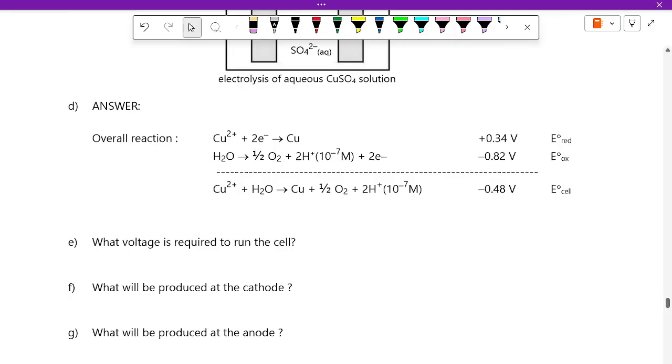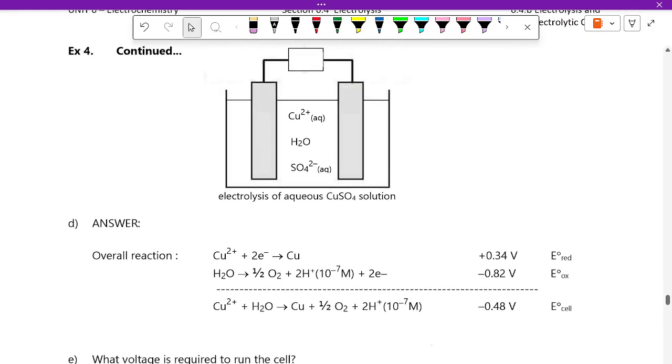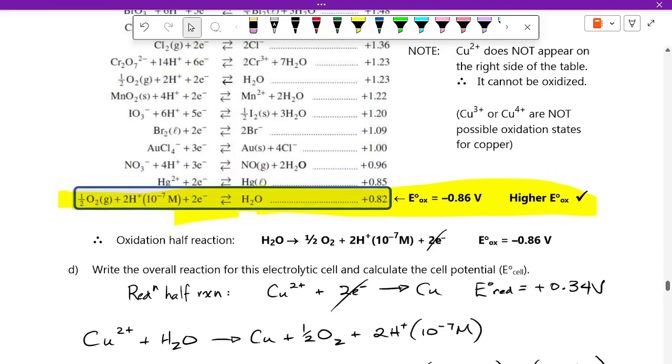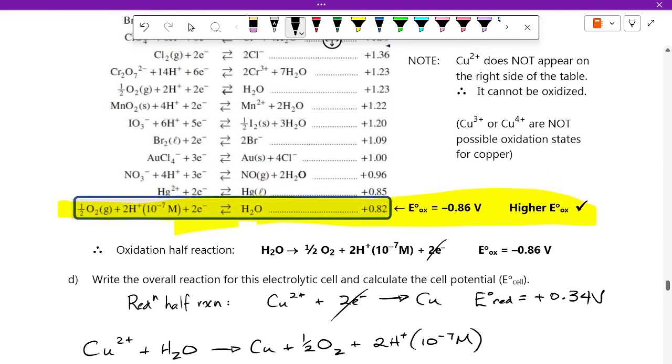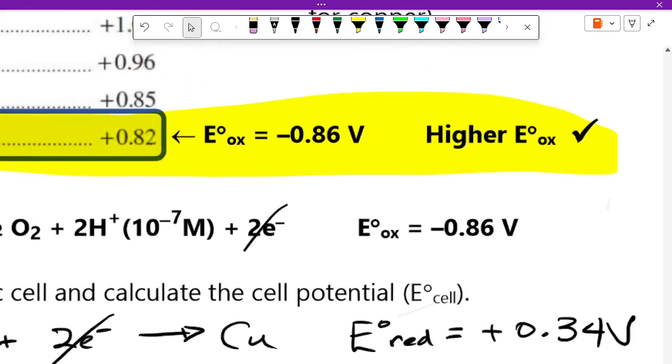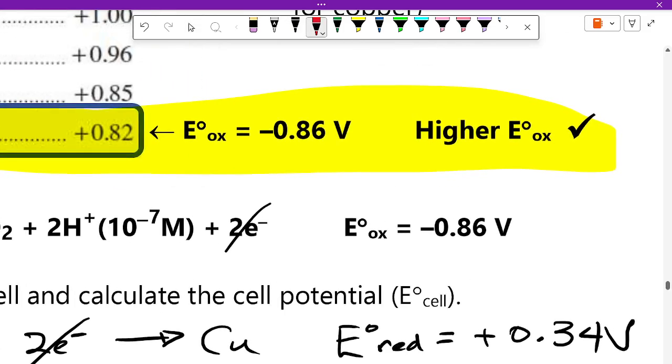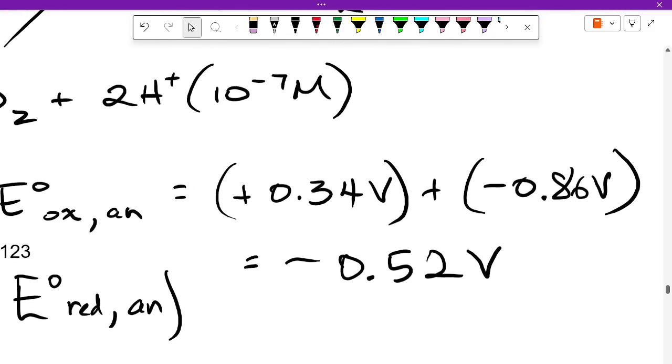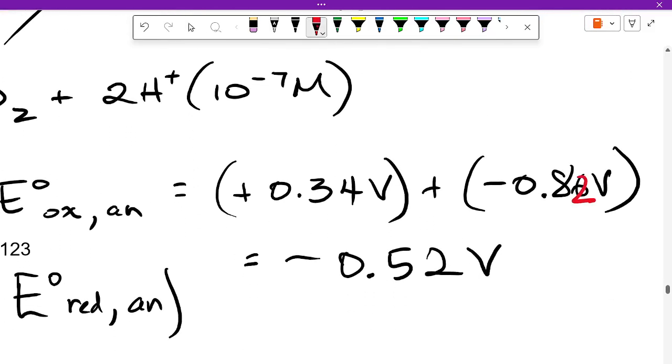What voltage is required? Whoa! Did I get the wrong voltage? This should be 0.82, not 86. Somebody said that earlier. I heard them. And I didn't know what was going on. Okay, so fix this. This should be negative 0.82 volts. Okay, that means this will be 0.82 volts, which means this will be 0.48 volts. Okay, sorry about that.